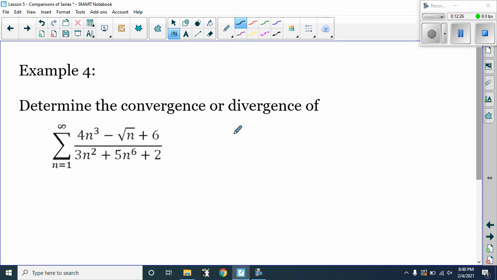So what we're going to do is we're going to compare it. We're going to take the highest power of n on the top, n to the third. Highest power of n on the bottom, n to the sixth. Divide them. Gives me 1 over n cubed. That's what we're going to compare it to.